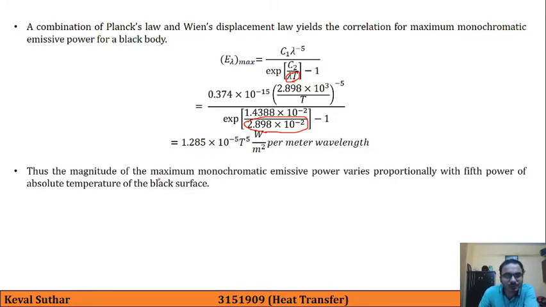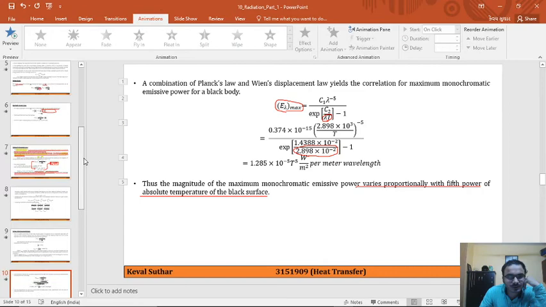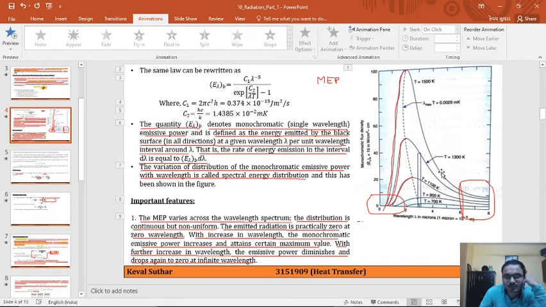Thus the magnitude of maximum monochromatic emissive power varies proportionally with the fifth power of the absolute temperature of the black surface, and this can be justified with the figure here. As you can see, as the temperature increases, there is a huge impact on the monochromatic flux density, because it has a proportionality of the fifth power of temperature.